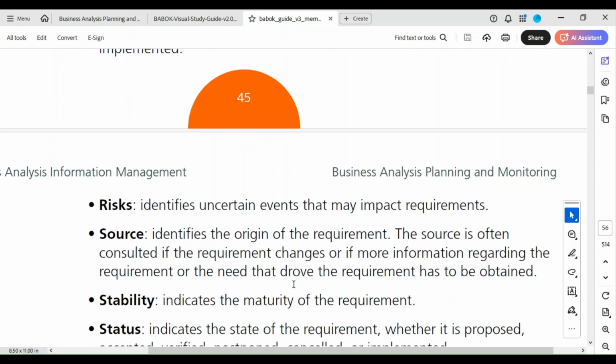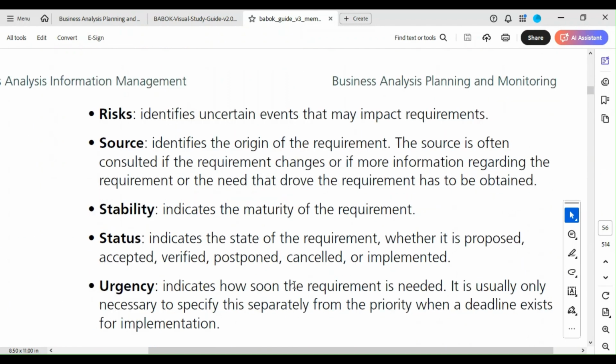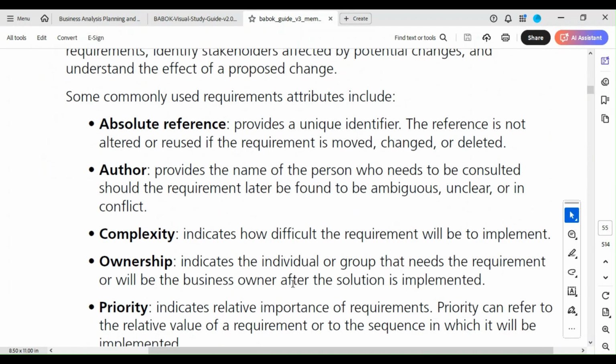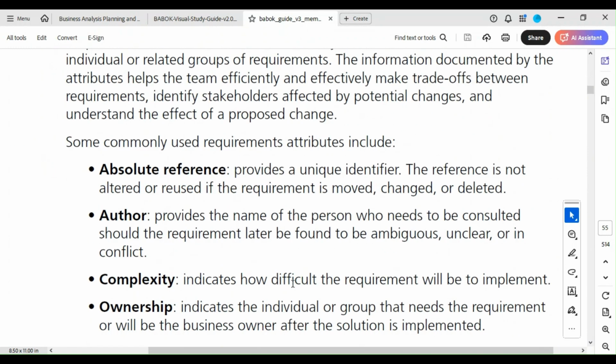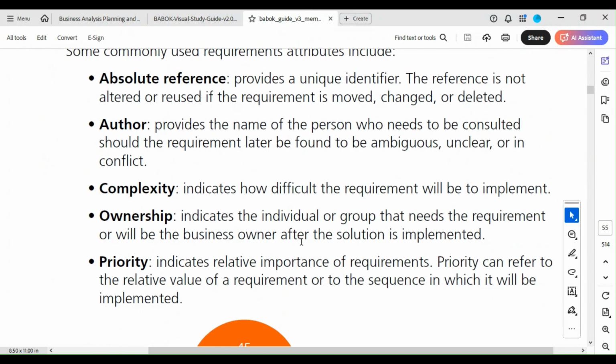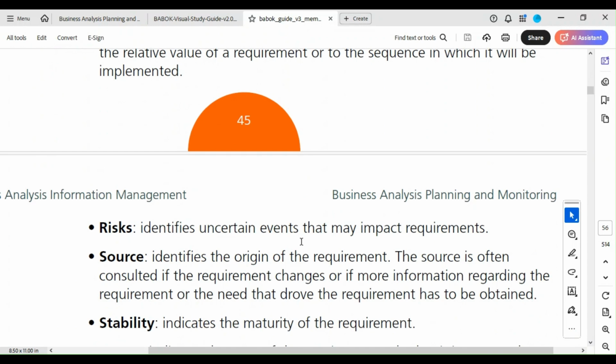So, for example, let me just give this an example. When it comes to an Excel sheet and you have your requirement, you have your ID, you have the author of the requirement, you have the complexity as a column. Okay, you have who owns this, you have the priority, is it one, two, or three? Risk identifies uncertain events that may impact a requirement. So when we go ahead with this requirement, what are the risks? Is it resources?